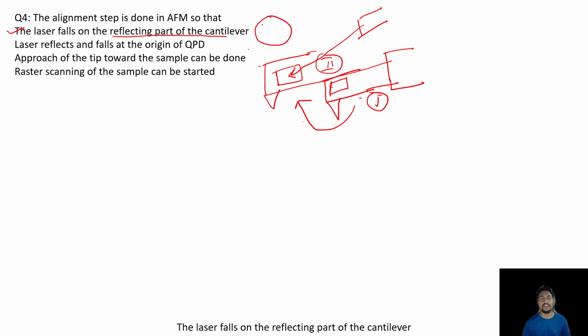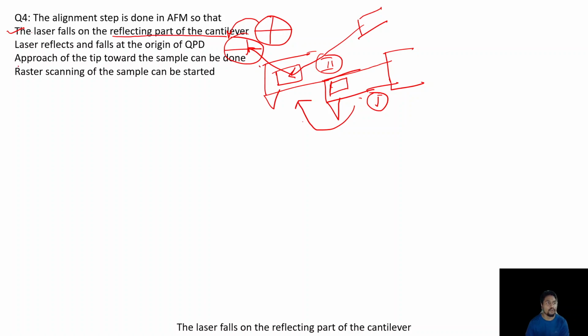Then the photodetector needs to be aligned so that the reflecting light comes this way. Now the photodetector needs to be in this position. This is the second step of the alignment. The alignment step is done in AFM so that the laser falls on the reflecting part of the cantilever, then reflects and falls at the origin of the QPD.